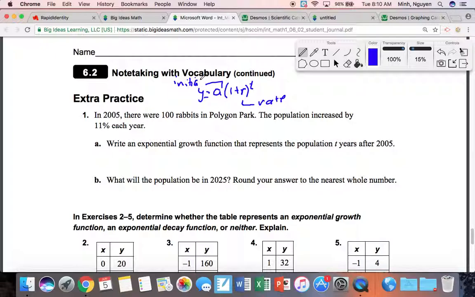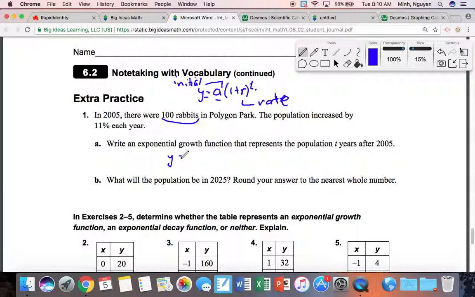I'm going to try and go through this kind of slowly. In 2005, there were 100 rabbits in Polygon Park. The population increased by 11% each year. So I'll just say 100 rabbits. That is our starting point. Looking in here, that should say rate. So 100 rabbits is not a rate, and it is not a unit of time. It is our starting amount.